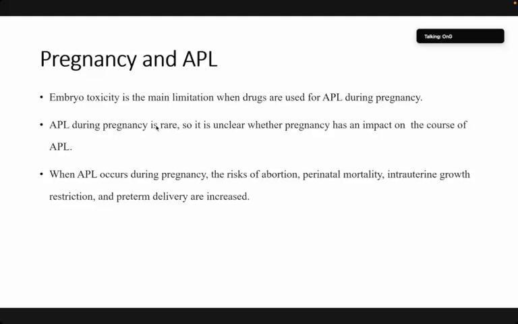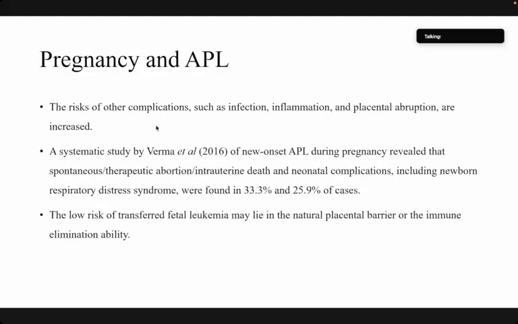So in terms of pregnancy and APL, embryotoxicity is a main limitation when drugs are used for APL during pregnancy. APL during pregnancy is rare, so it is unclear whether pregnancy has an impact on the course of APL. When APL occurs during pregnancy, the risks of abortion, perinatal mortality, intrauterine growth restriction, and preterm delivery are increased. The risks of other complications such as infection, inflammation, and placental abruption are also increased.